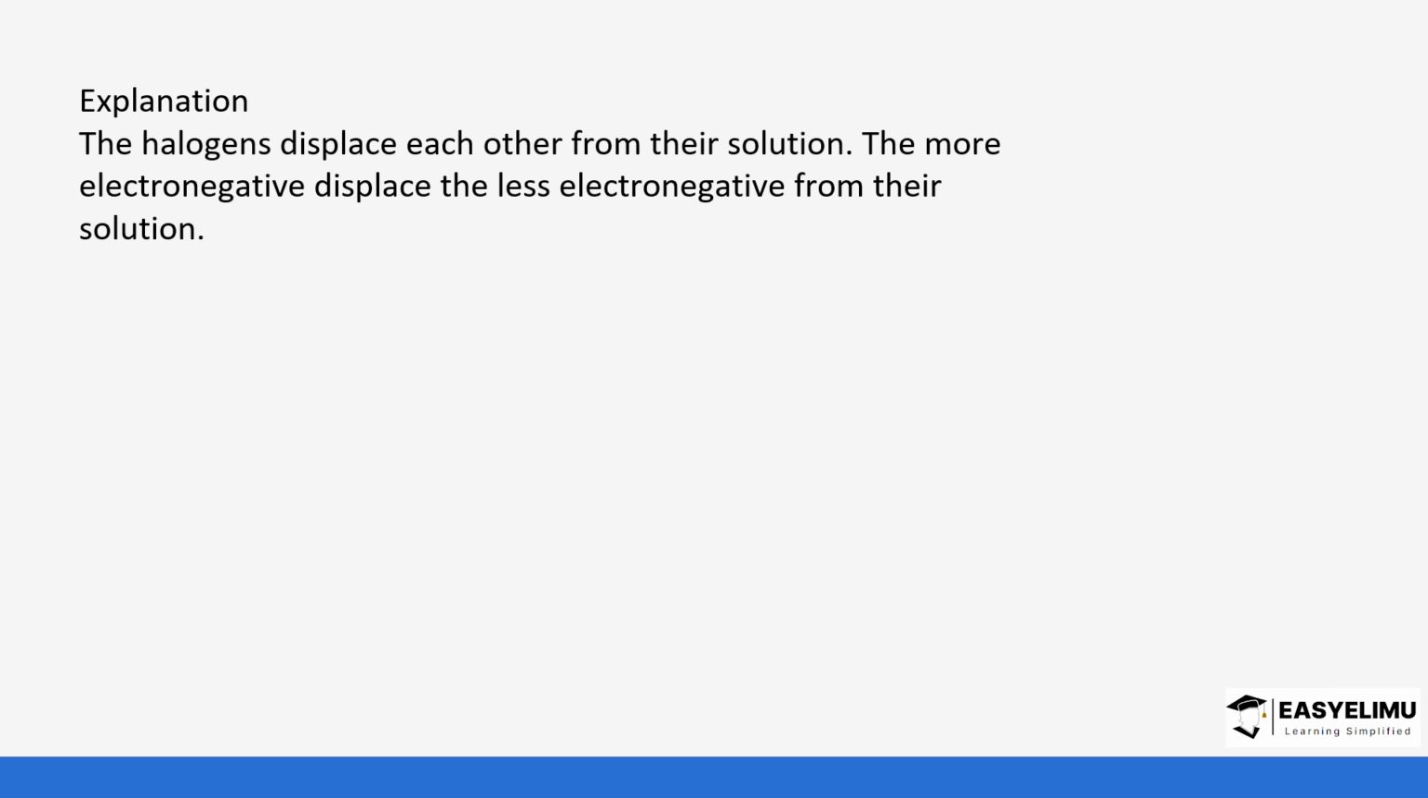The one that is more electronegative or more reactive displaces the one that is less electronegative. Electronegativity is the tendency to attract electrons. The one that has a higher tendency of attracting electrons to itself, we say it is the most electronegative. And in halogens, fluorine is the most electronegative. When you go down the group to iodine, iodine is the least electronegative because it's very large, so it doesn't attract electrons to itself very easily. So the one that is highly electronegative can displace the one that is less electronegative.